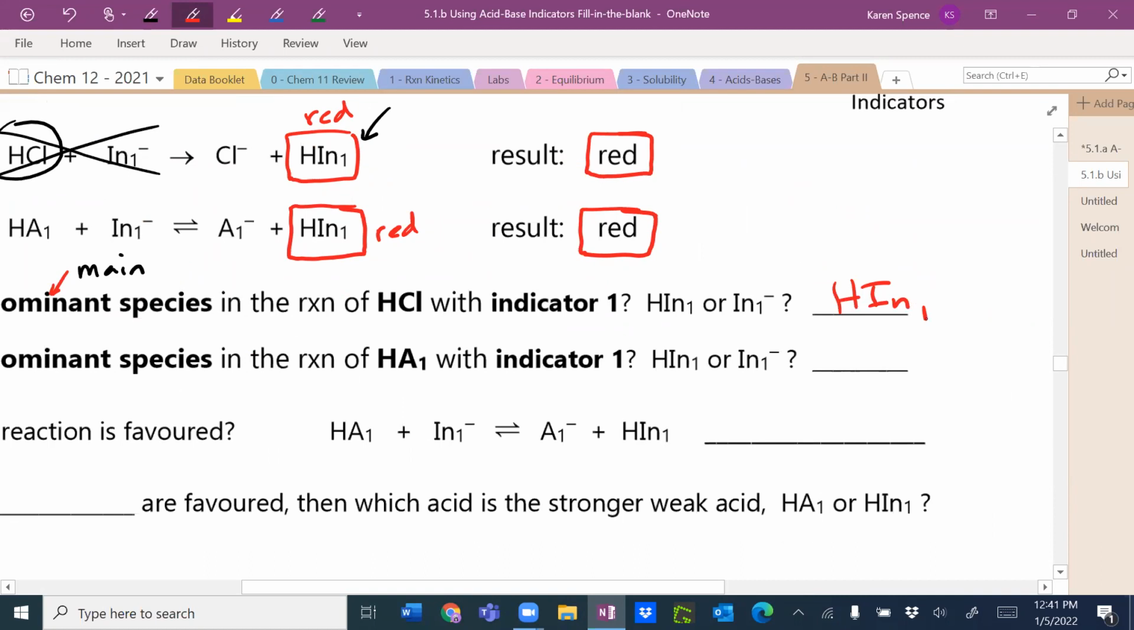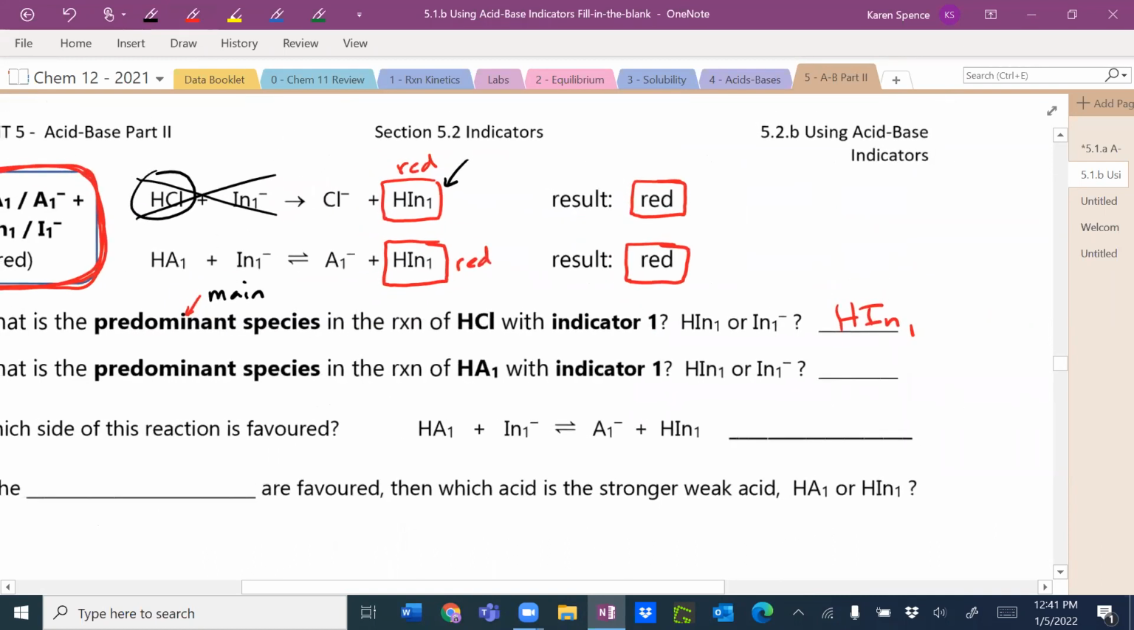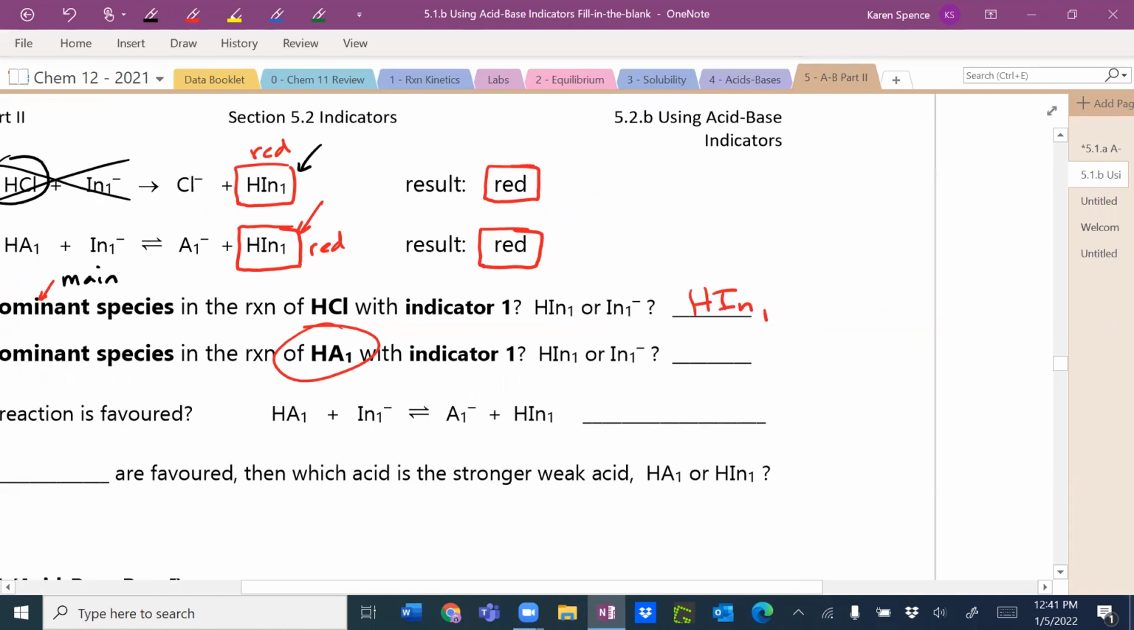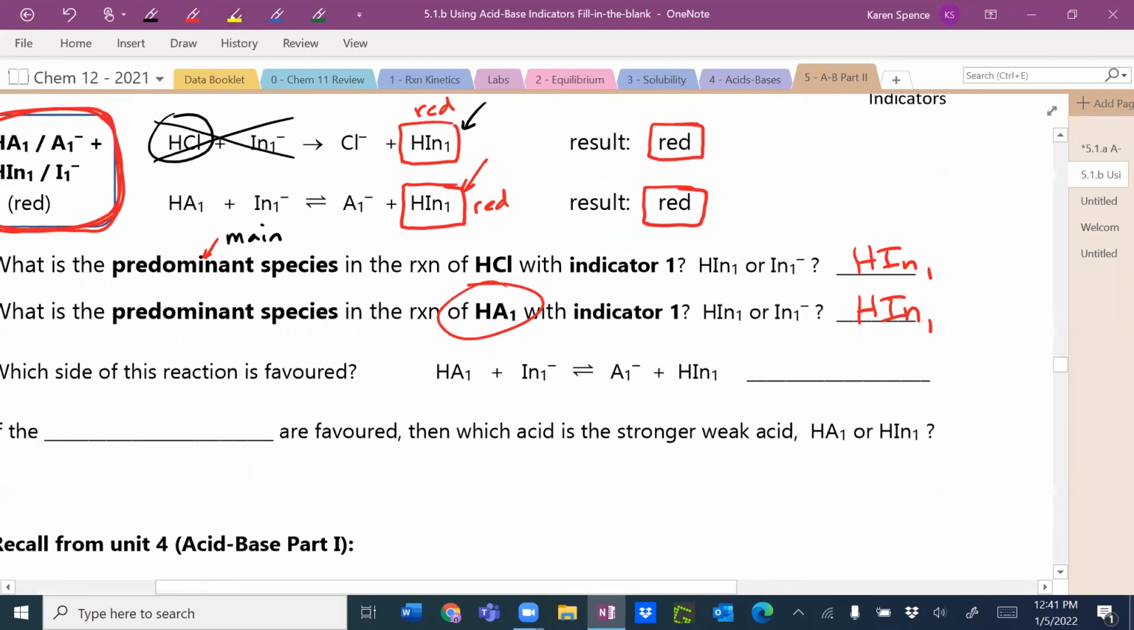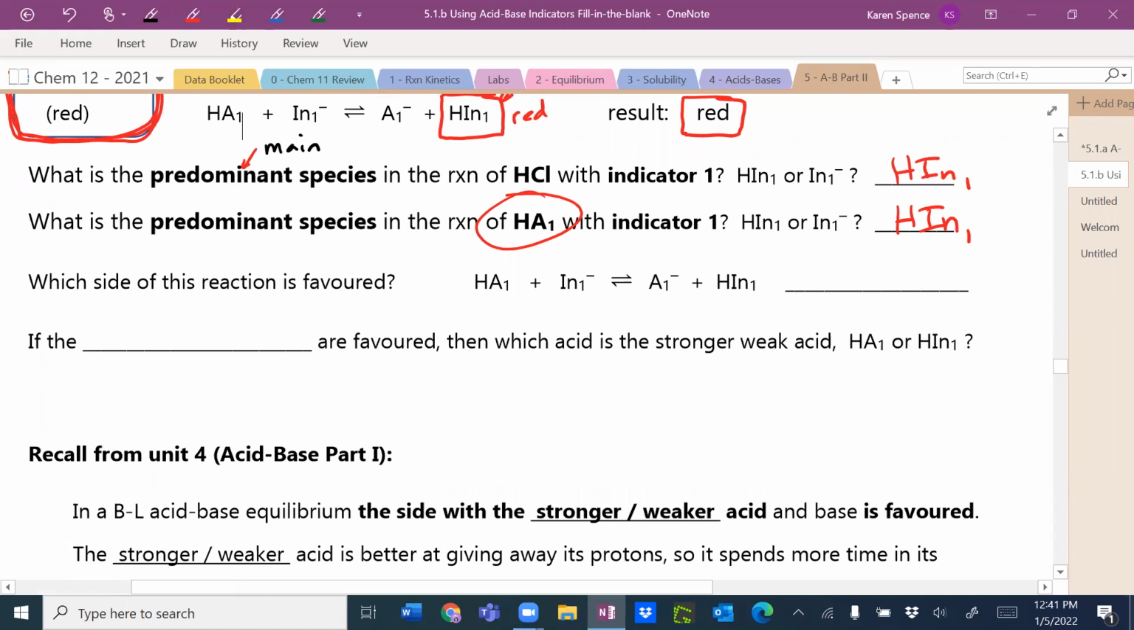HIN1. And because we're seeing that same color, that red, that means that our predominant species in the reaction of HA1 with the indicator, we are also mainly seeing HIN1 and not very much of the yellow IN1 minus. We don't really see that yellow color there. Okay, so because it's mostly red, we're shifted way, way, way to the right.